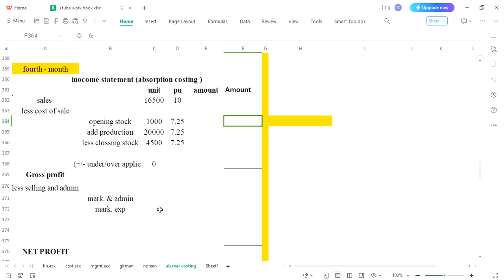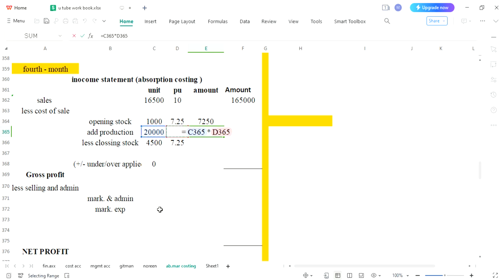We haven't calculated the amounts. To calculate the amount, what you will do, units would be multiplied with per unit. Similarly, to calculate opening stock, unit 1000 multiply 7.25 per unit, and then production units are 20,000, and you will multiply it with per unit 7.25. Finally, units are 4,500, and you will multiply per unit 7.25. Alright, and 0 is your under over applied.